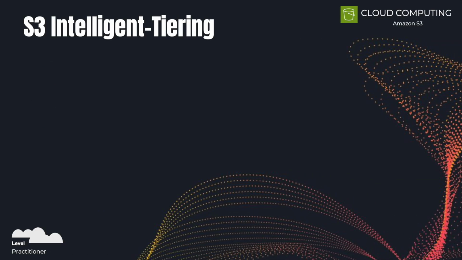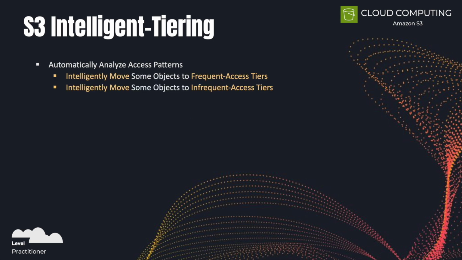Next, we have S3 Intelligent-Tiering. This class was introduced to solve a very common problem: many customers didn't know how often they would access their data. With Intelligent-Tiering, S3 automatically analyzes access patterns and shifts objects between frequent access and infrequent access tiers. The key benefit is cost saving. You don't have to manually move data around, and you still get the same performance as Standard. It's a good fit for unpredictable workloads like logs or user data, when access patterns keep changing over time.